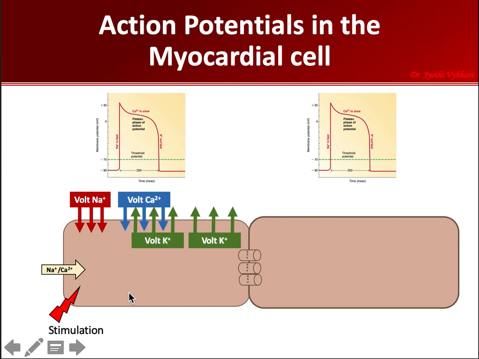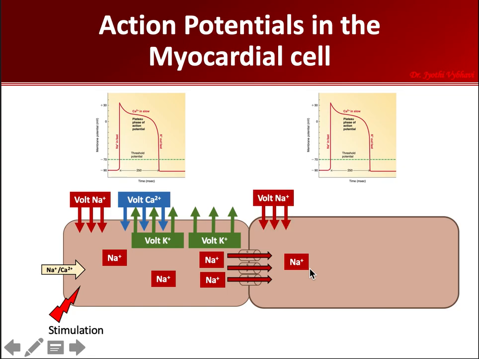So when this depolarization is happening, you see so much sodium is coming in, and some of the sodium travels across to the next cell. This cell requires stimulation for the depolarization and repolarization, but this adjacent cell doesn't require any stimulation. The sodium ions which come in take the cell to threshold potential. Again there is depolarization and repolarization happening in this cell.